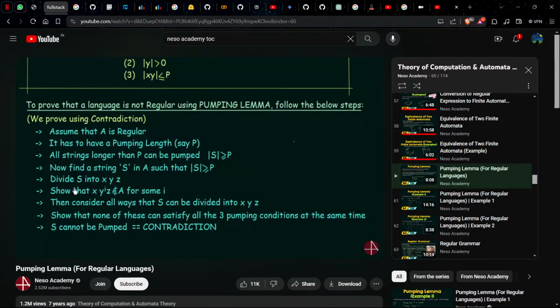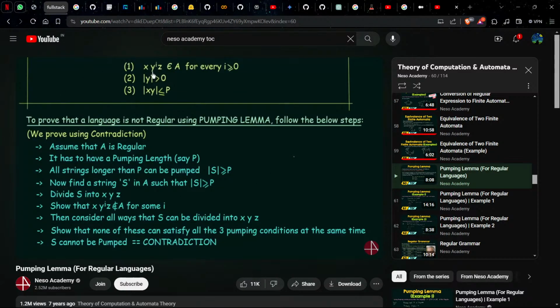After that, you have to divide S into three parts: X, Y, and Z, like we already saw in the pumping lemma statement. So you divide the S that you chose from the language A into three parts: X, Y, and Z. Now you have to show that X, Y raised to I, Z does not belong to A for some I. In the statement of the pumping lemma, we saw that if you increase the middle part Y any number of times, the resultant string X, Y raised to I, Z must belong to A if the language is regular.